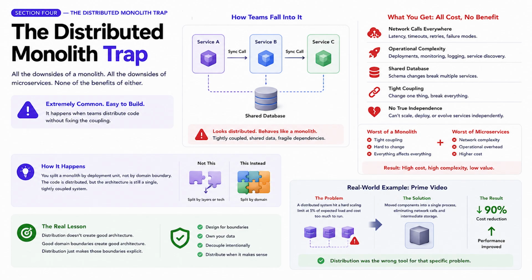The lesson is not to avoid distributed systems. The lesson is that distribution does not create good architecture. Good domain boundaries create good architecture. Distribution just makes those boundaries explicit.